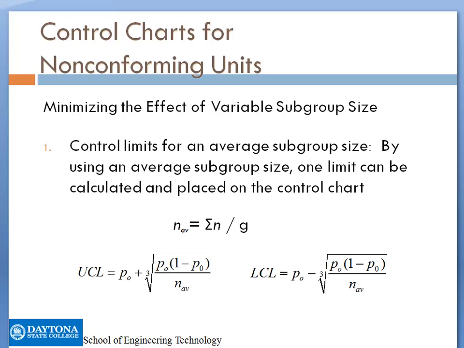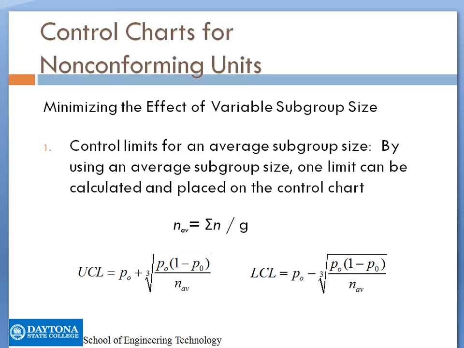For the first one, the control limit for an average subgroup size, by using an average subgroup size, one limit can be calculated and placed on the control chart. The average group size can be based on the anticipated production for the month or on the previous month's inspection. Here you calculate n average, which is the sum of the n's divided by g, the number of subgroups. And then you calculate the control limits.